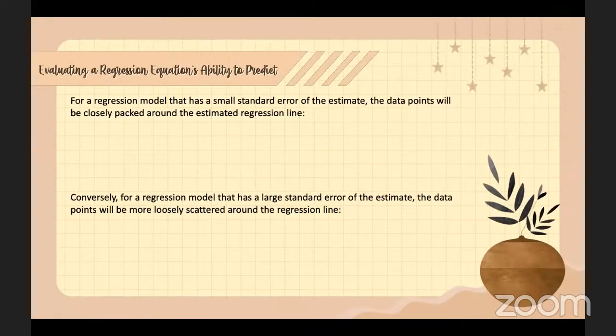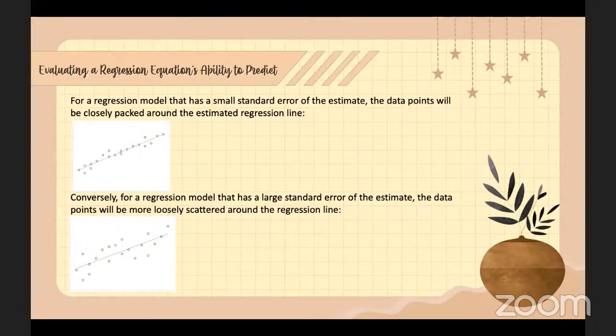For a regression model that has a small standard error of the estimate, the data points will be closely packed around the estimated regression line. As you can see here, the data points are closely packed around the estimated regression line. And conversely, for a regression model that has a large standard error of estimate, the data points will be loosely scattered around the regression line.